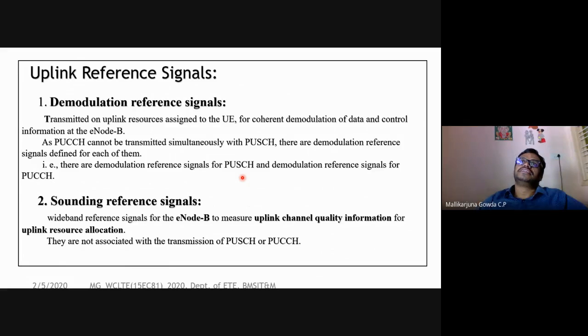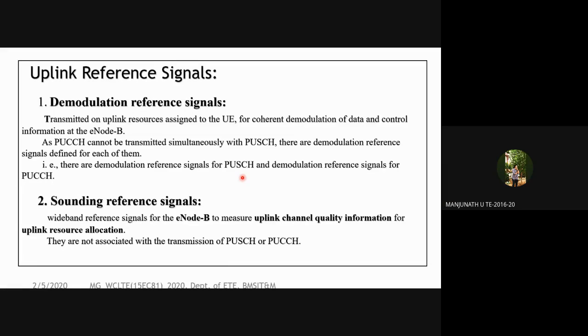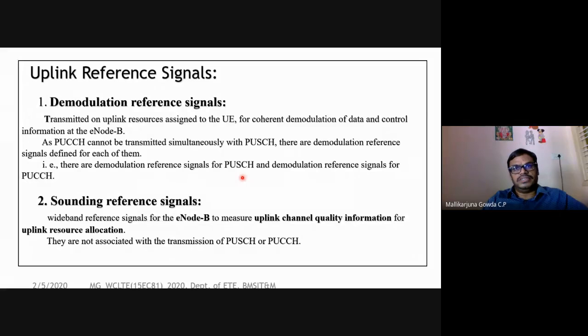Do you know what DCI, CFI and HI are? Downlink control information, then control format indicator, then hybrid ARQ indicator, right? Similar to that, in the uplink, LTE supports two different types of reference signals. One is the demodulation reference signal, and another one is the sounding reference signal.